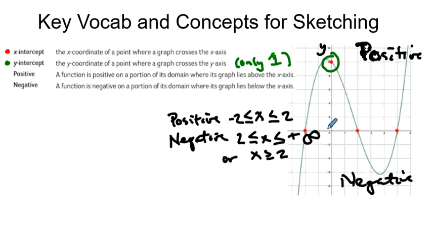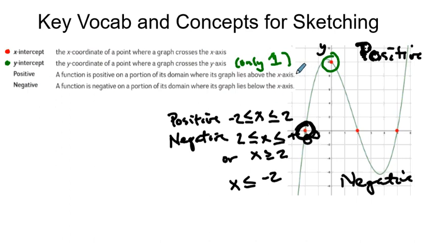So you could write it those two ways. And then it's also negative as x is less than or equal to negative 2. So after this one, it's negative, right? So it's negative in two spots, and it's positive in two different spots, right? And they're going to be different, but that's how you can tell if something's negative or positive.